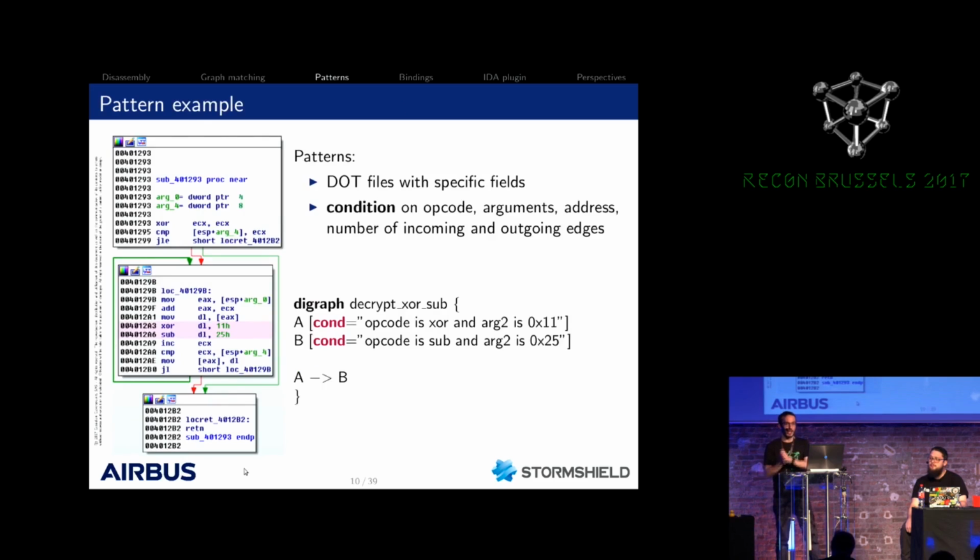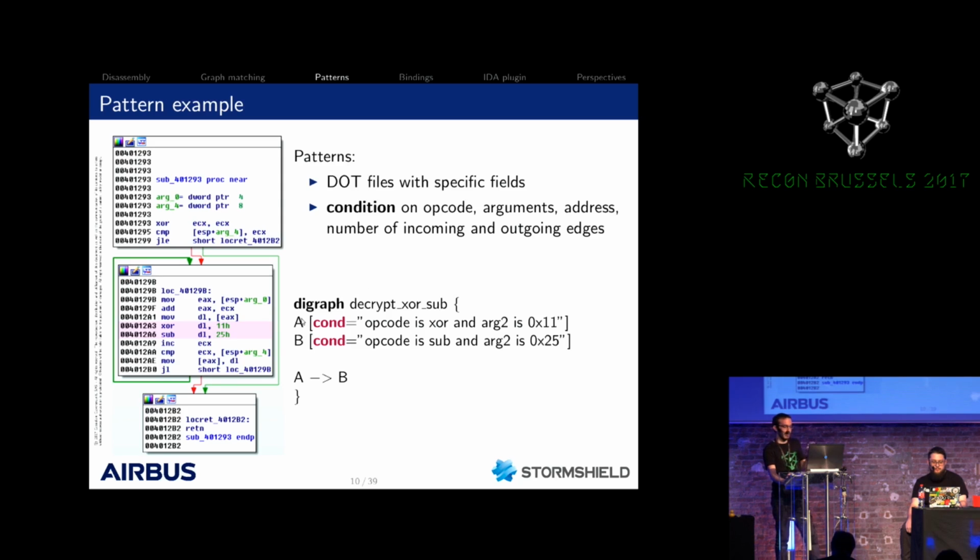So I talked about how we can match them, but now I will say what patterns are and how they look. So on the left you have our pattern for Backspace, which was a decryption routine. And so we said that patterns are dot files with specific fields because we will use conditions on opcodes, on arguments of instructions, on the address of the instruction, and so on. On the right here you have an example of a pattern for Backspace that matches exactly the two instructions XOR and sub. So it's a dot file, it's a digraph, that's a dot keyword. Then we have the name of the pattern, so it's decrypt with the XOR and the sub.